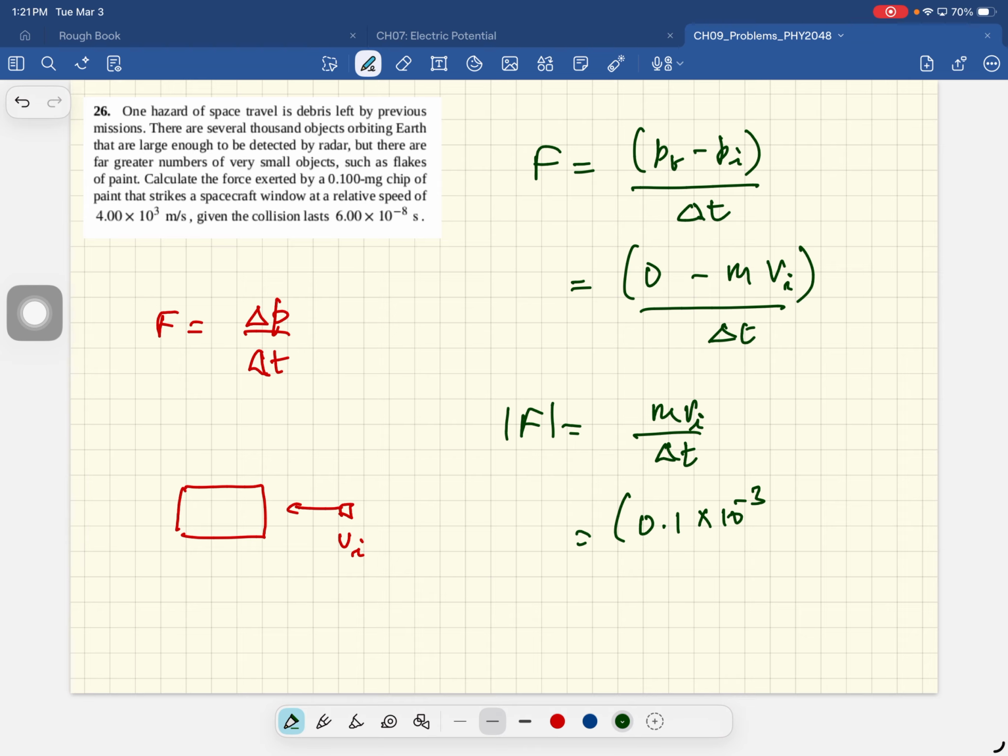When you say the force exerted, do you mean the window exerting force on the paint chip to stop it? Yep. And what does Mr. Newton say? The paint is exerting an equal and opposite force on the window.